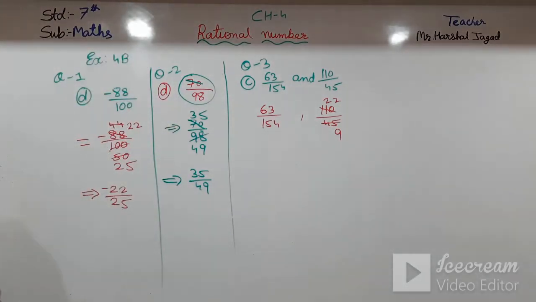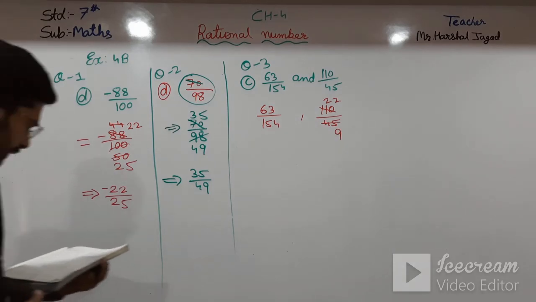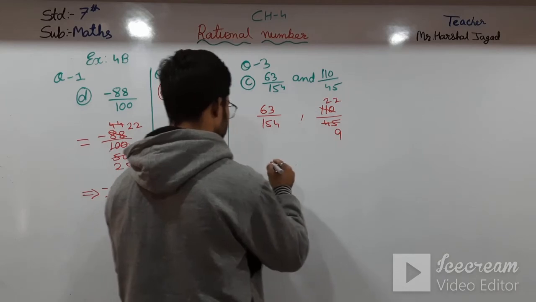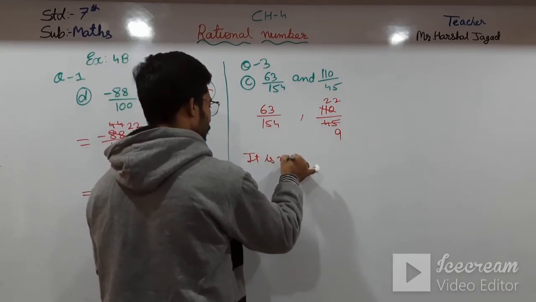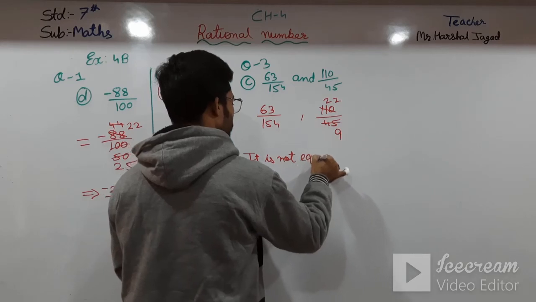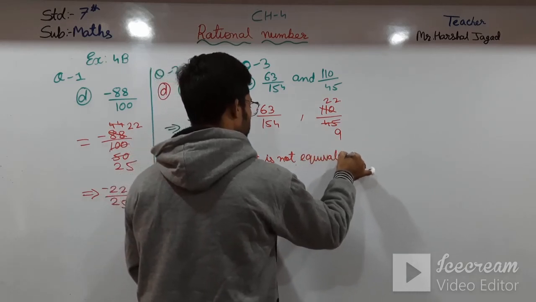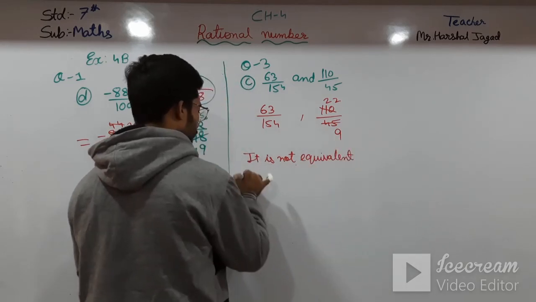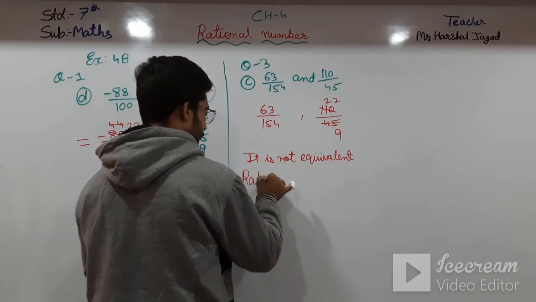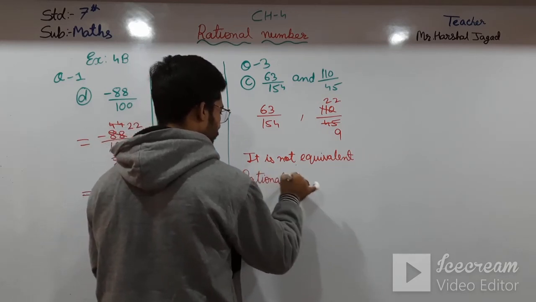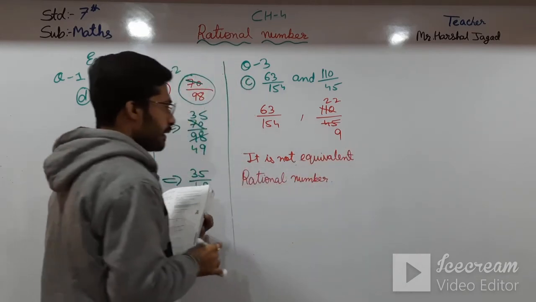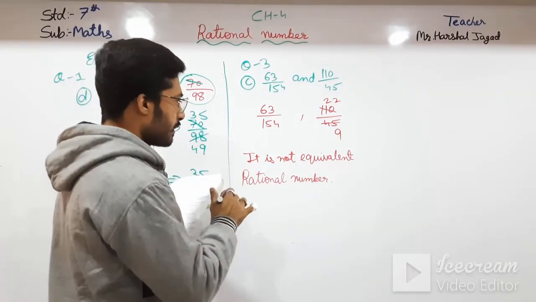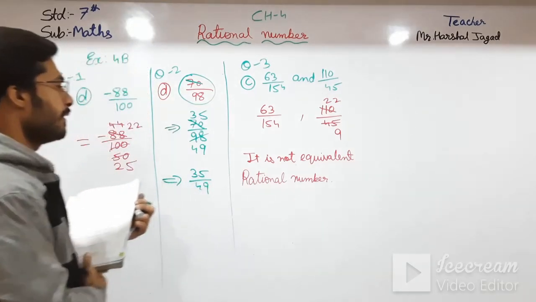So here they are not equivalent rational numbers. Okay students, this is not equivalent rational numbers.